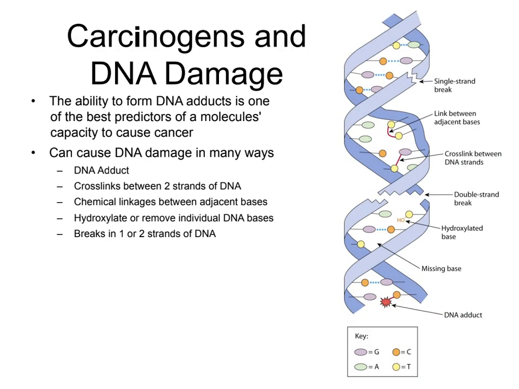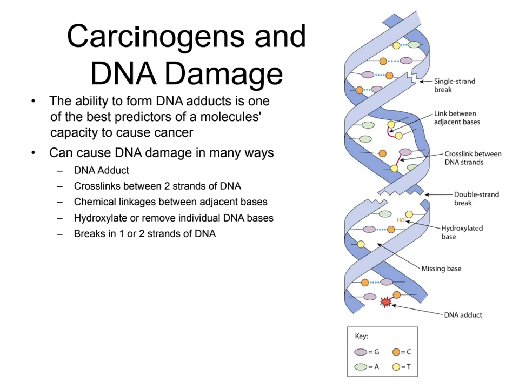Overall, the ability to form DNA adducts is one of the best predictors of a molecule's capacity to cause cancer. And that is because they can form the DNA adducts, which results in disruption of the double-stranded DNA helix, and that can lead to mutations, and then the mutations are in the end what causes cancer.